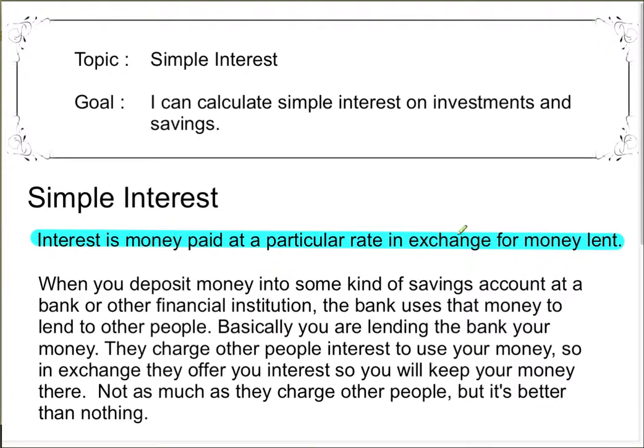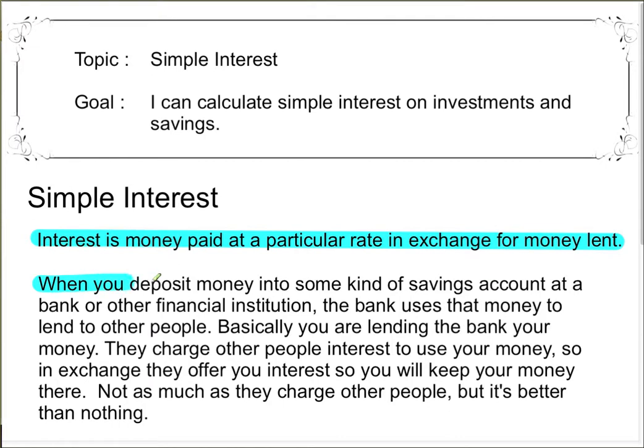Now, that is money that the bank has to use for their purposes. They've got lots of things that they have to pay for. They have to pay for buildings and upkeep. They have to pay for people's salary. So they have to make some money off of the transaction. Now, where did they get that money from in the first place?